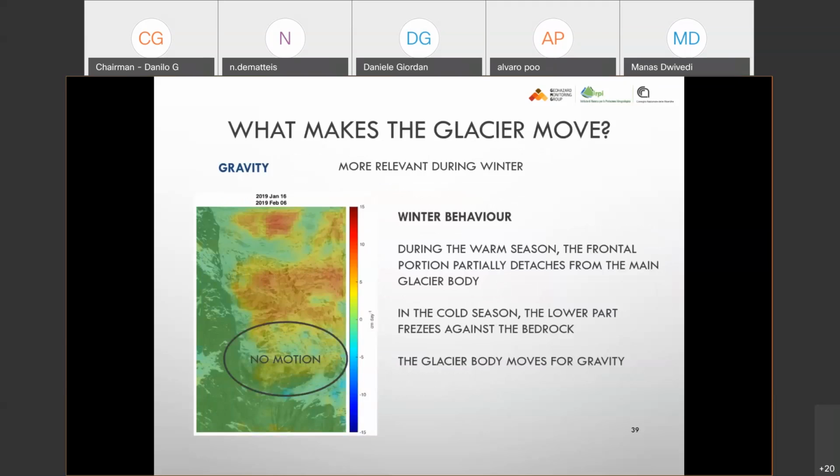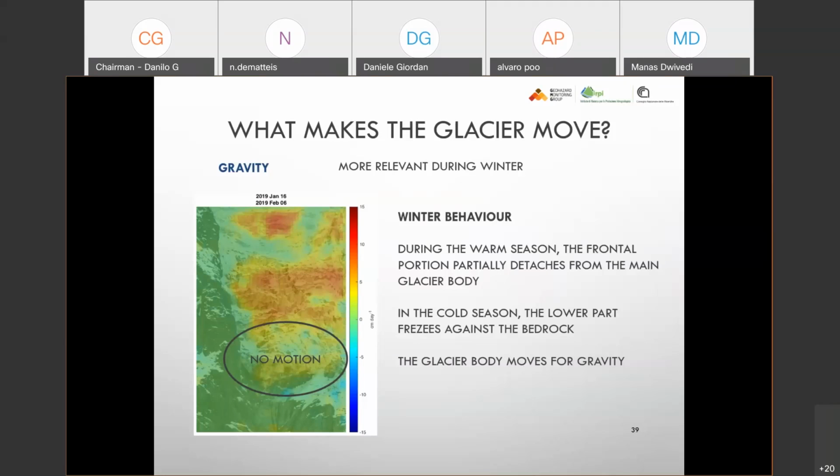But what makes the glacier move? We are measuring the motion of the glacier, but until now we have not thought about the causes of this displacement. There are two main forcings. In winter, there is the gravity.